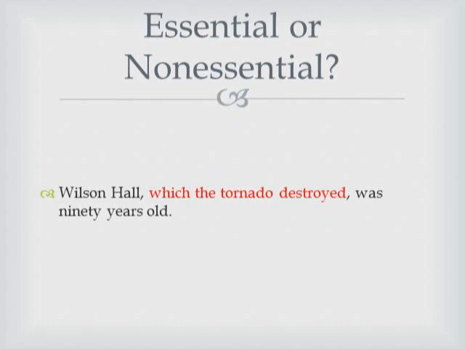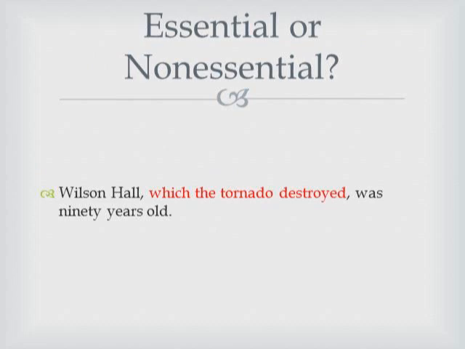We don't need that information to identify the hall. Wilson Hall, it was 90 years old. The fact that the tornado destroyed it is interesting. It's not essential to the sentence. It doesn't tell us which hall because we can tell that Wilson Hall is the one.